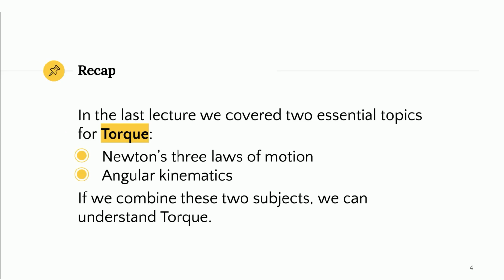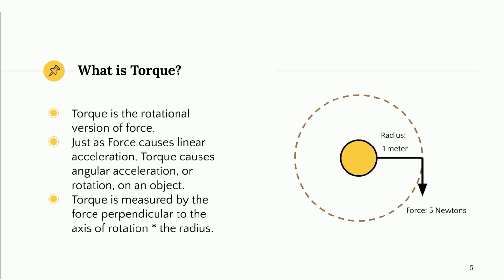So a recap from last time, we learned 2 essential topics that will be used in torque: Newton's 3 laws of motion and angular kinematics. If we combine these 2 subjects, we can understand torque. What is torque? Torque is the rotational version of force. Just as force causes linear acceleration, torque causes angular acceleration, or rotation, on an object. Torque is measured by the force perpendicular to the axis of rotation times the radius.